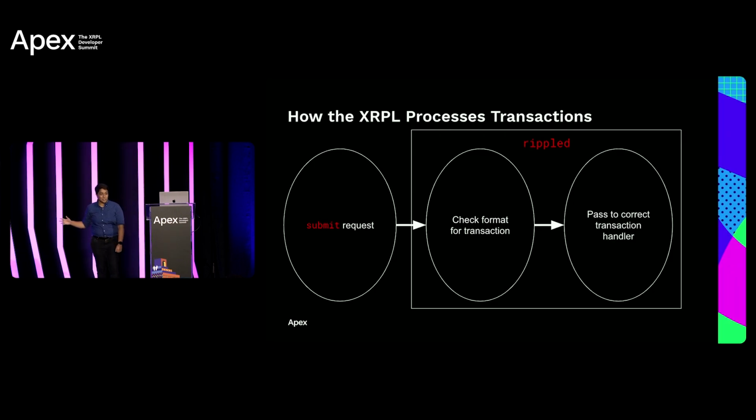So this is how the XRP ledger processes transactions. You have a submit request, which is how you submit a transaction to a Rippled node. And then Rippled proceeds to check the format of this transaction. Does this look like a transaction? Do I know anything about what this data is giving me? All of that sort of thing. And if it does look like a transaction, it gets the transaction type from that transaction, and it passes it on to the correct transaction handler for that transaction type.